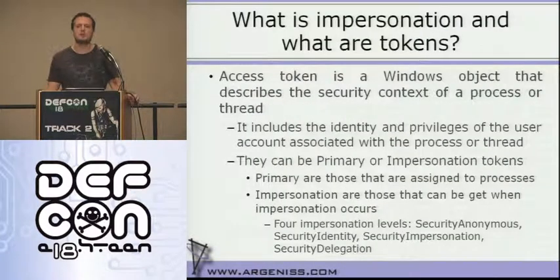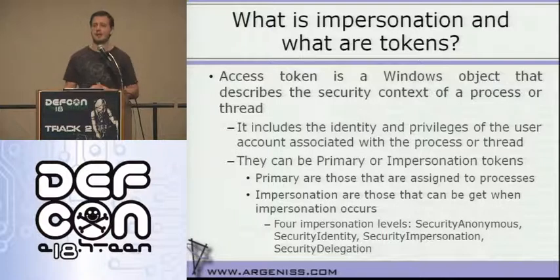A token is a Windows object that has information about the security context of a thread or a process. It includes information such as the identity of the user and the privileges associated with the user. There are two kinds of tokens: primary tokens and impersonation tokens. The primary ones are those assigned to processes during process creation, and the impersonation tokens are those acquired when a thread impersonates.